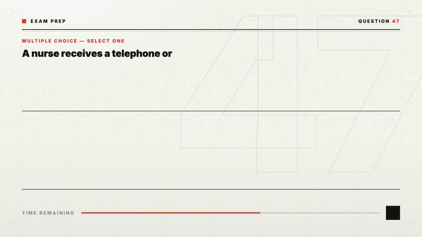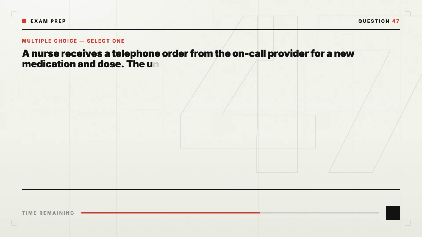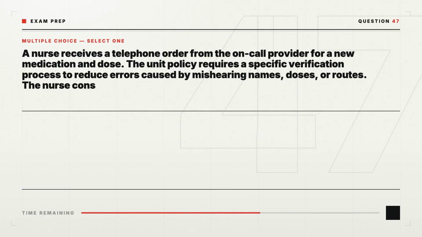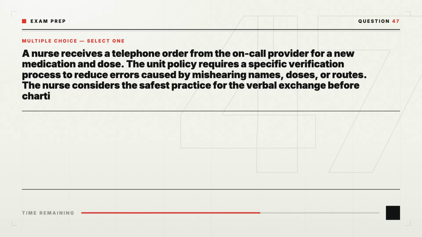Question 47. A nurse receives a telephone order from the on-call provider for a new medication and dose. The unit policy requires a specific verification process to reduce errors caused by mishearing names, doses, or routes. The nurse considers the safest practice for the verbal exchange before charting and administering.